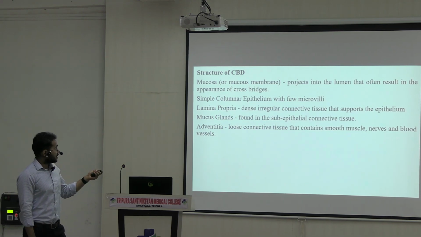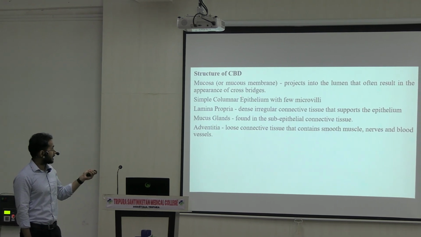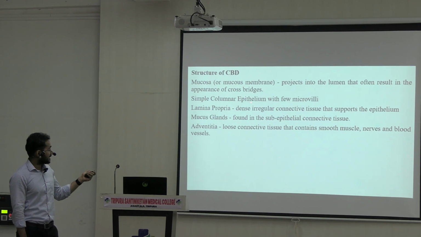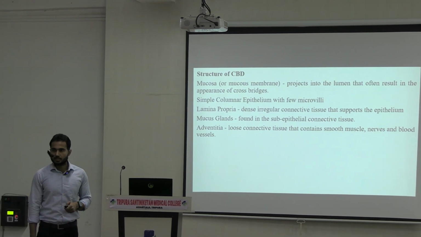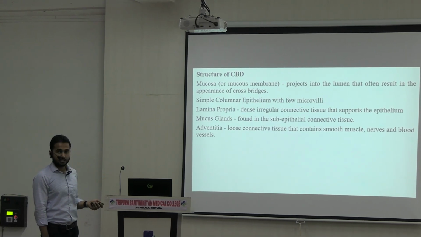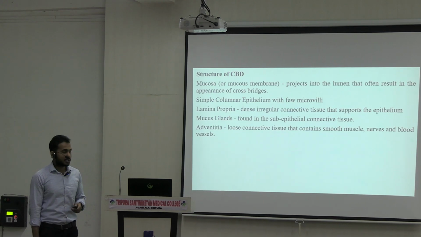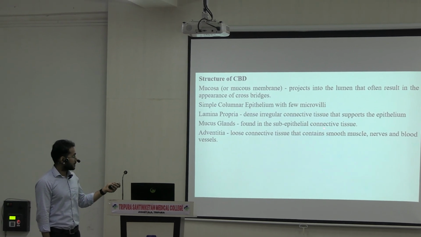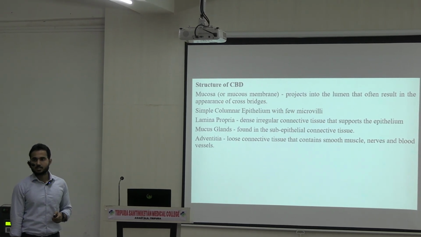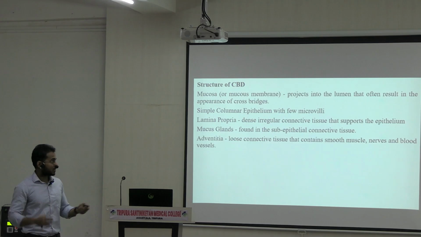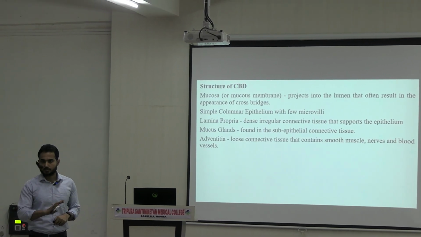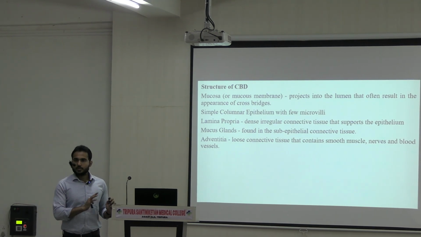First of all, the mucosa projects into the lumen and forms an appearance of cross bridges. That is the speciality. What is the lining epithelium? Simple columnar epithelium with few microvilli. Lamina propria is dense irregular connective tissue, supporting the epithelium and its basement membrane. Mucous glands are also found in the subepithelial connective tissue. Adventitia is loose connective tissue containing smooth muscle, blood vessels, nerves, etc. So this is the innermost layer and this is the outermost layer. As I said, details will be discussed in the histo class.